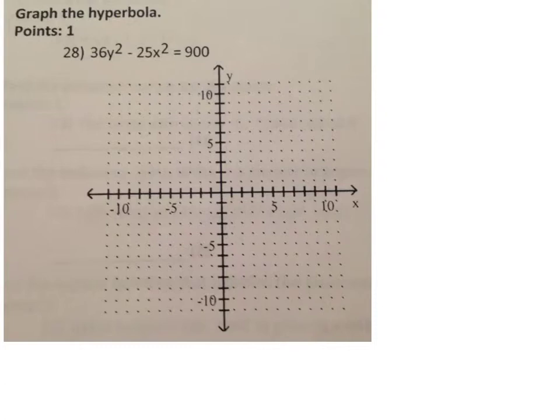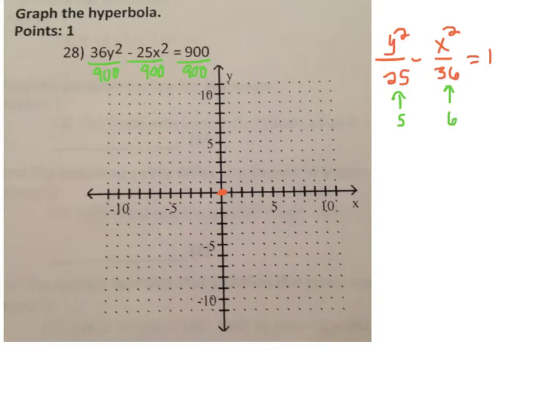Sketch or graph the hyperbola. So this isn't in standard form. That's the first thing that we want to do, is divide all of these by 900 so that we can get a 1 on the right side, which means that it'll be in standard form. So that would give us y squared over 25 minus x squared over 36 equals 1. So that means this is a hyperbola that's centered in the middle at 0, 0.